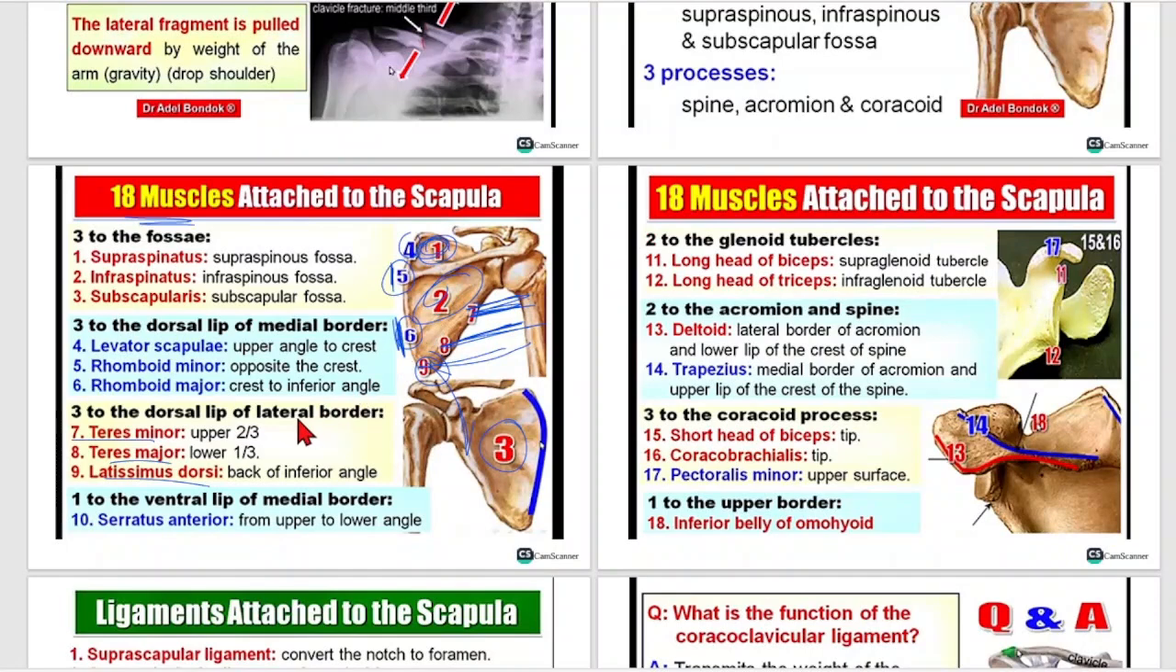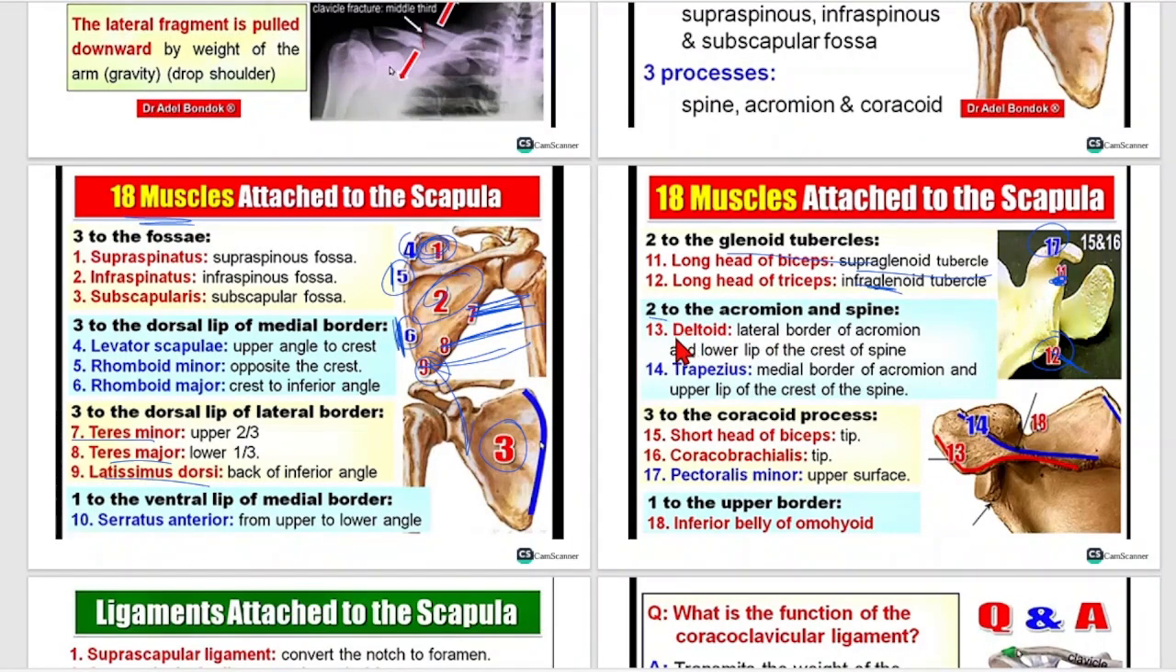Now, 18 muscles. There are two glenoid tubercles: one is the superior glenoid tubercle, one is the inferior. The long head of the biceps muscle is attached to the supraglenoid tubercle, and the long head of the triceps is attached to the infraglenoid tubercle. This is the infraglenoid tubercle.